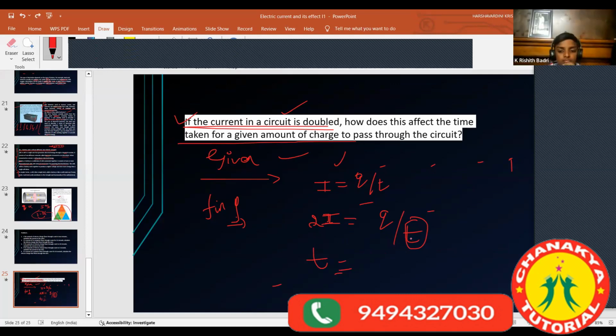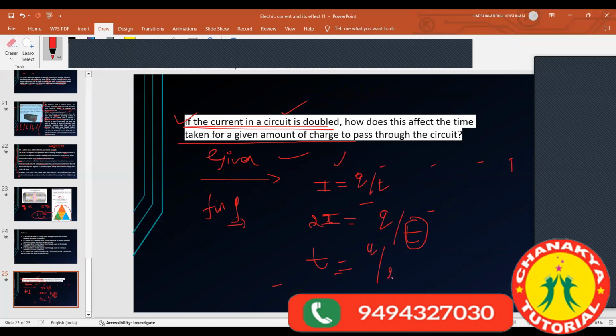Ma'am, are you learning science or maths? No, physics is a subset of maths. Actually, maths came from physics, actually.